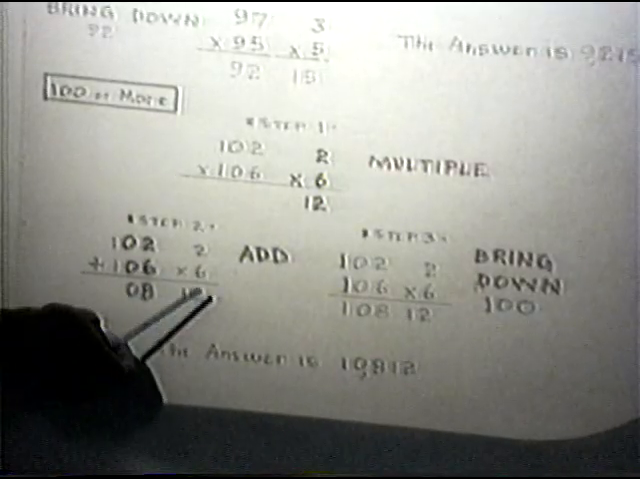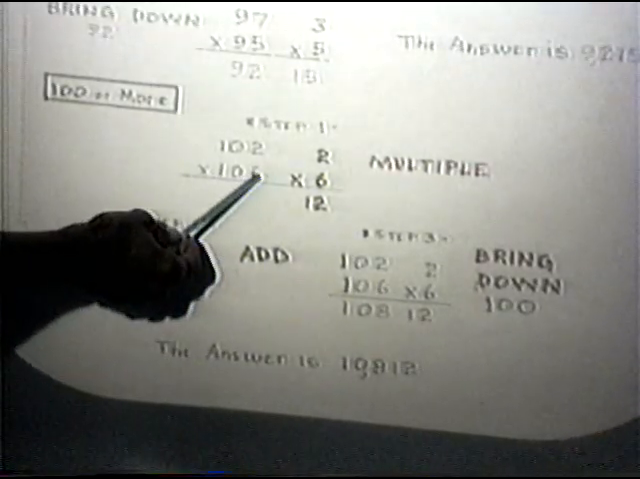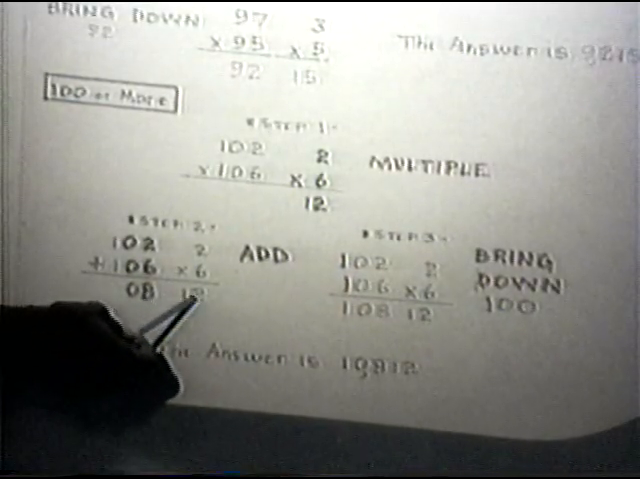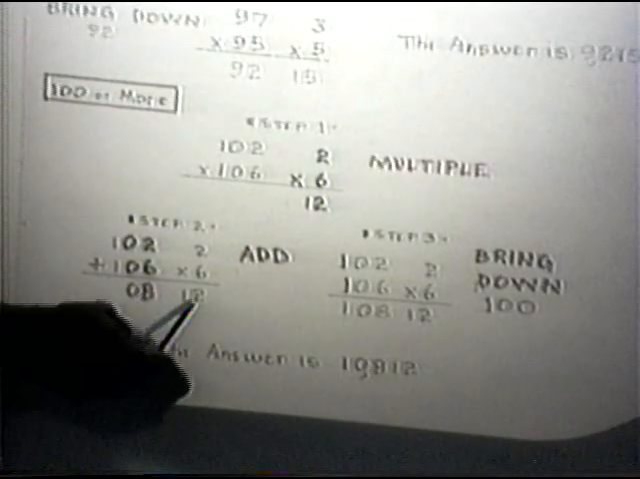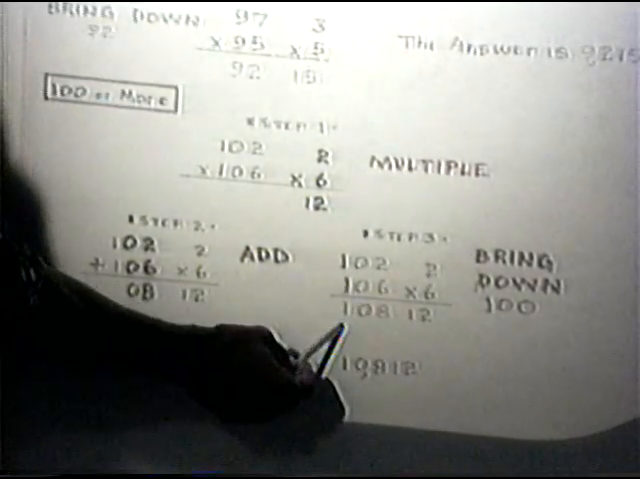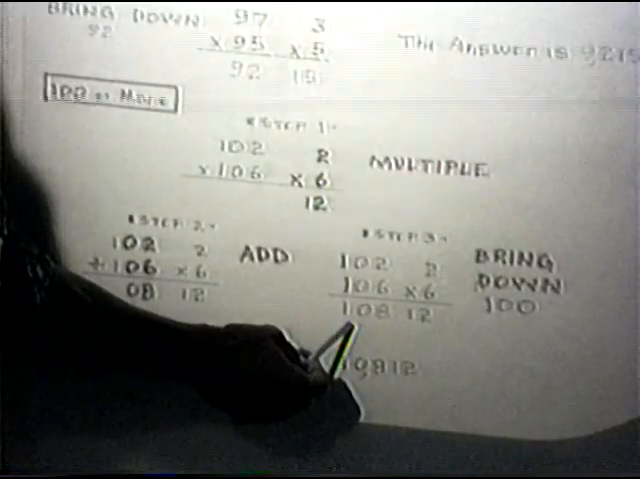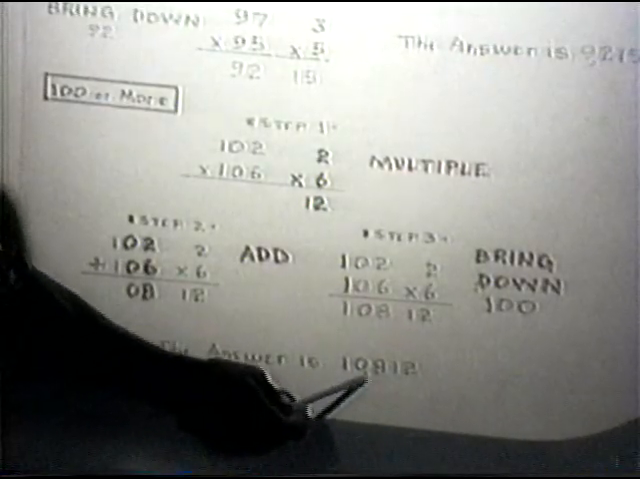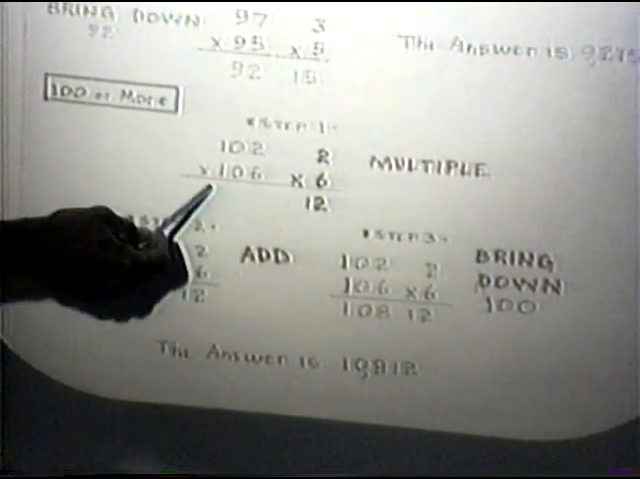Let's go over complementary multiplication one more time for 100 or more. First step, we multiply the 6 times the 2. We have 12. Second step, we add the 6 and 2. We get 8. So that's 812. Then we bring down the 100. So now we have 10,812 as the answer to 106 times 102. That's complementary multiplication.